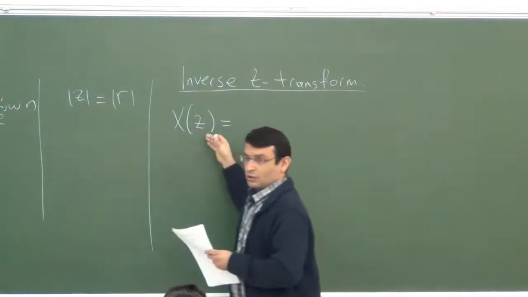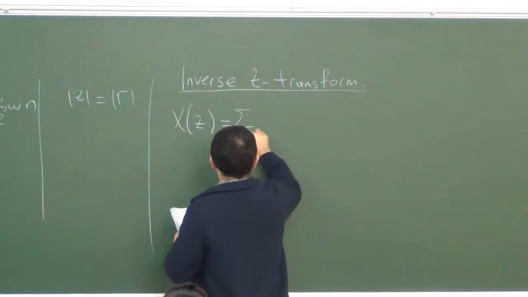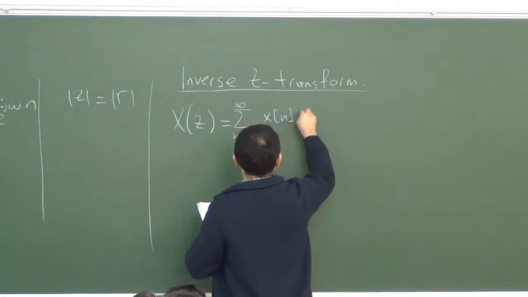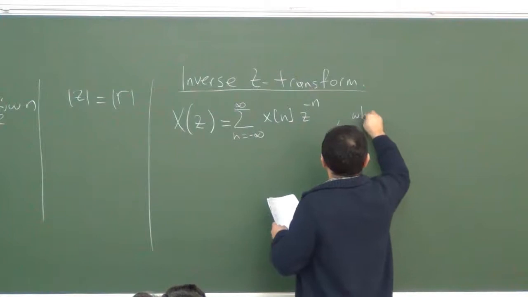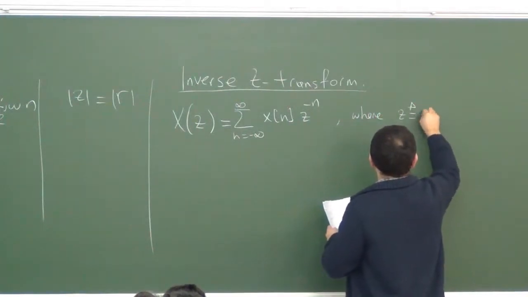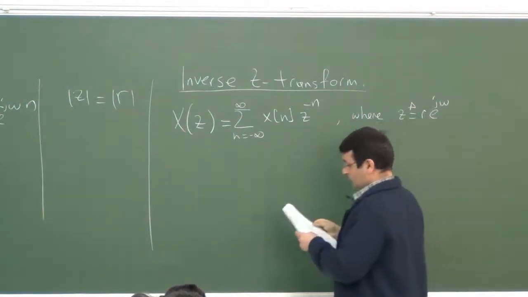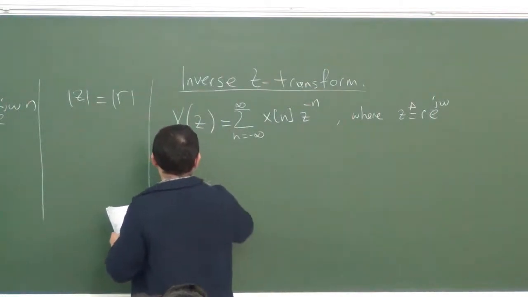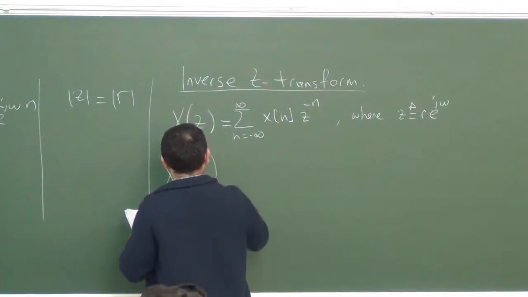let's write the definition of the Z transform again. As you know, z is equal to r times e to the j omega. So x, let's put r e to the j omega instead of z.